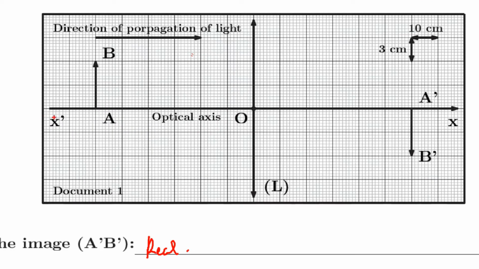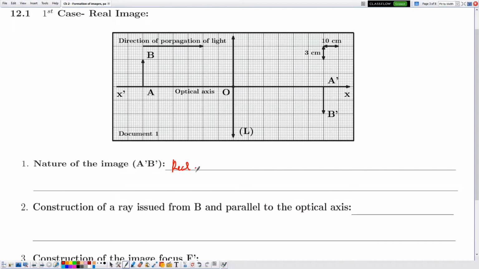The object AB is pointing upward and the image A prime B prime is pointing downward, which means that the image is inverted with respect to the object. For this reason, it is real, since it is inverted with respect to the object AB.